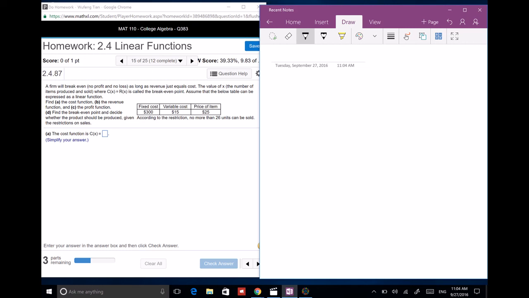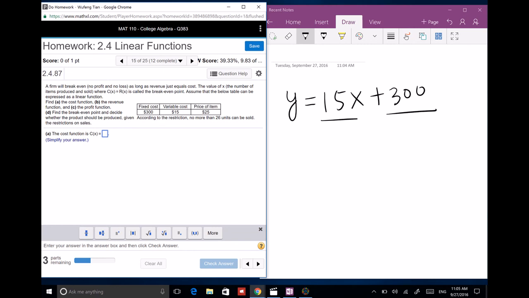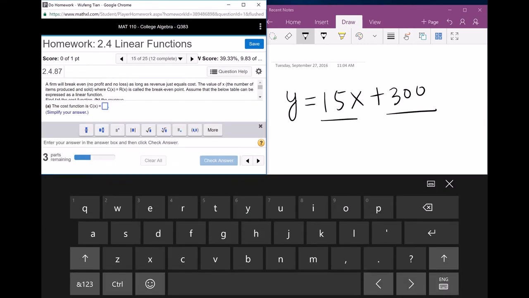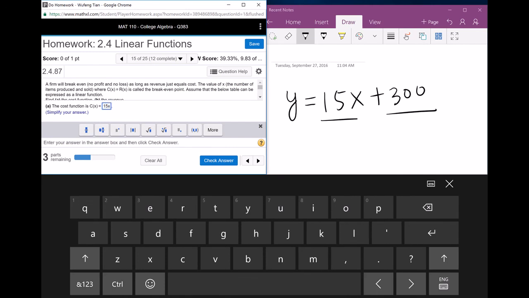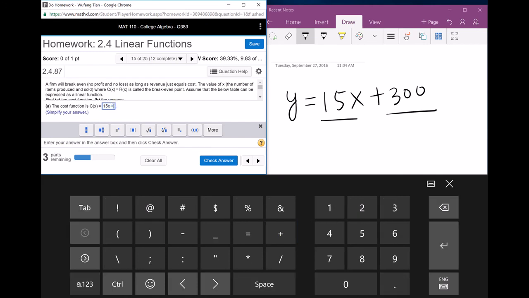The cost function is... the price of the item is 25, and there is a fixed cost. So now the cost function has the fixed cost. No matter how many you produce, you still have to put that money in. So the fixed cost is 300, and for each one the cost is 15x. So it's 15x plus 300.